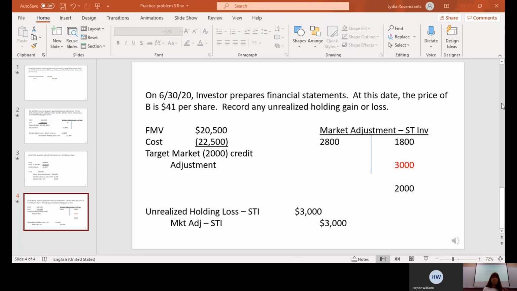All right. So Herald Corporation is our investor, and they acquire 20% of the outstanding common stock of Otis for $400,000.